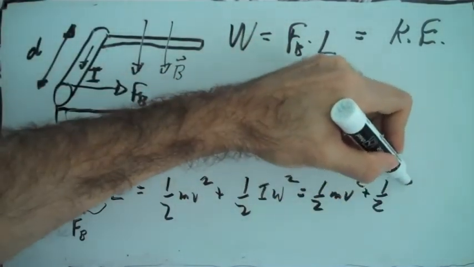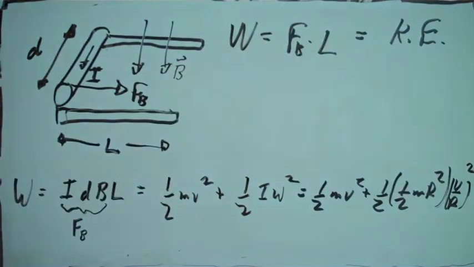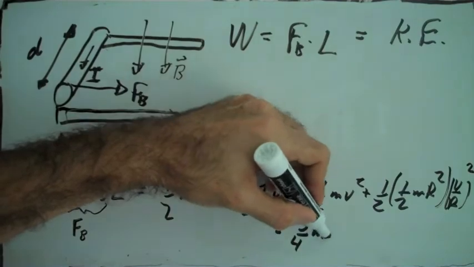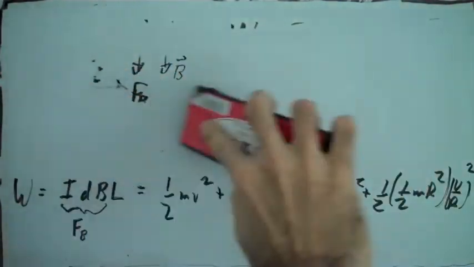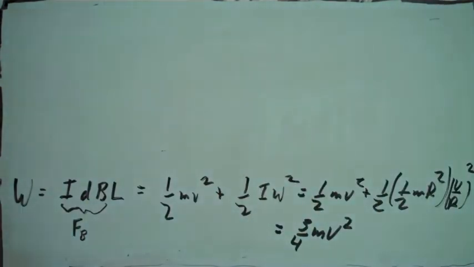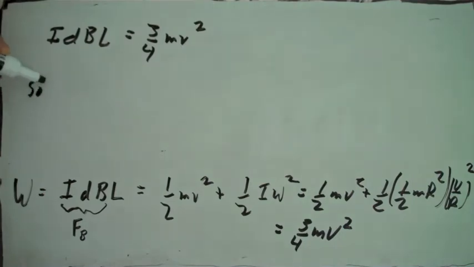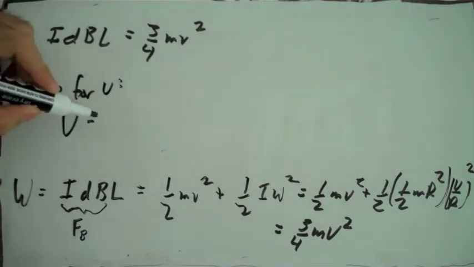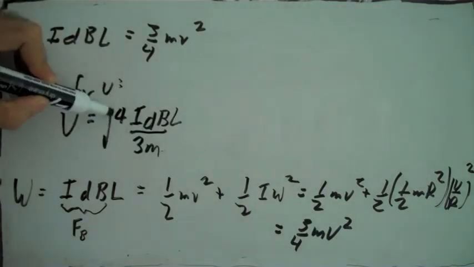Now, rotation about the center of mass is 1/2 I omega squared, where I is 1/2 m r squared for a cylinder, and omega is v over r. So here we get that the total kinetic energy is equal to this term, 3/4 m v squared. So now we know that the total work equals the total kinetic energy, and all we have to do is solve for v. So we find that v equals this whole thing right here.